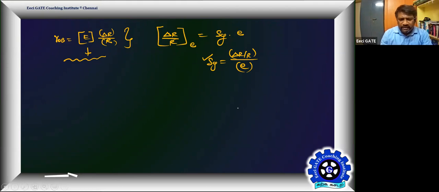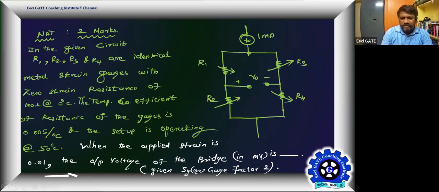As per the figure given, when strain is applied, R1 is decreasing and R2 is increasing. Due to strain, this is the R plus delta R effect, this is also the R plus delta R effect, and this is also R plus delta R effect due to strain. This is the R minus delta R effect, and this is also the R minus delta R effect.